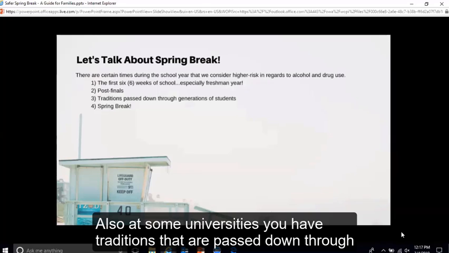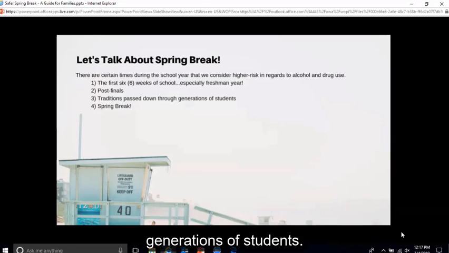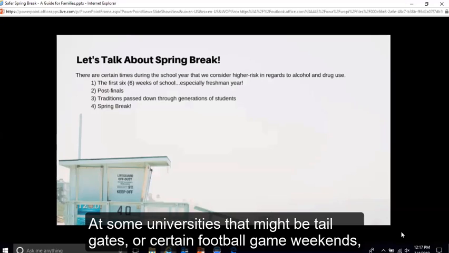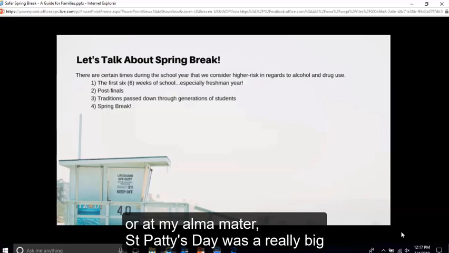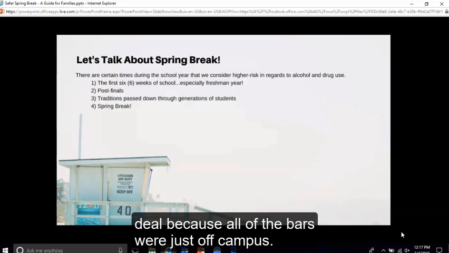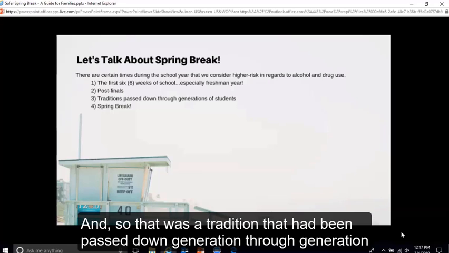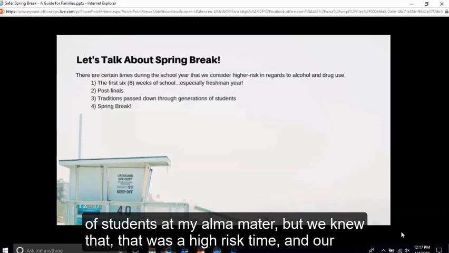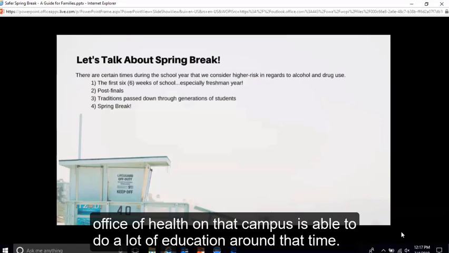Also, at some universities, you have traditions that are passed down through generations of students. At some universities, that might be tailgates or certain football game weekends, or at my alma mater, St. Patty's Day was a really big deal because all of the bars were just off campus. And so that was a tradition that had been passed down generation through generation of students at my alma mater. But we knew that that was a high-risk time, and our Office of Health Promotion on that campus was able to really do a lot of education around that time.